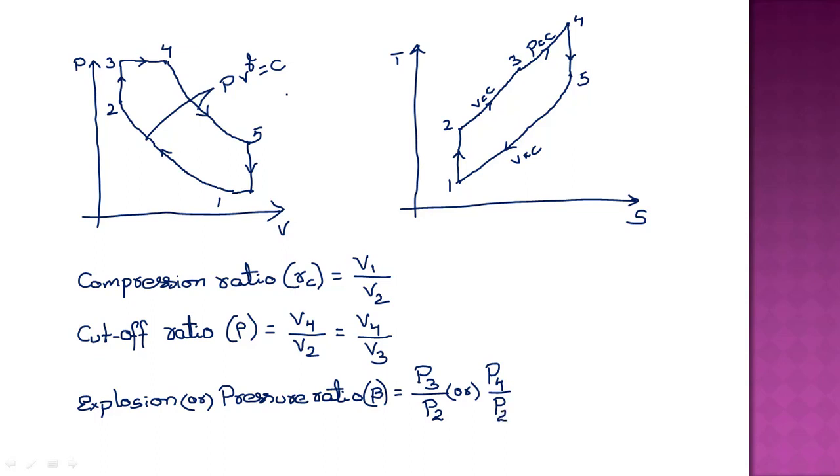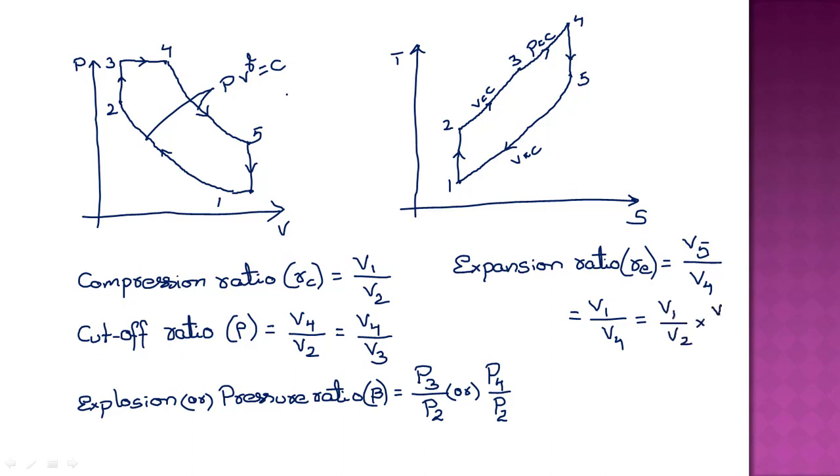Then coming to expansion ratio, expansion ratio is denoted by r_e, which is volume at the end of expansion V5 by volume at the beginning of expansion, which is V4. So we know that V5 is equal to V1 because 5 to 1 is constant volume process. So we can write V1 by V4. If I multiply and divide by V2, we can write like this. And we know that V1 by V2 is compression ratio and V2 by V4 is 1 by rho. So we can write expansion ratio as compression ratio by cutoff ratio. So this is a very important term that we need to remember.